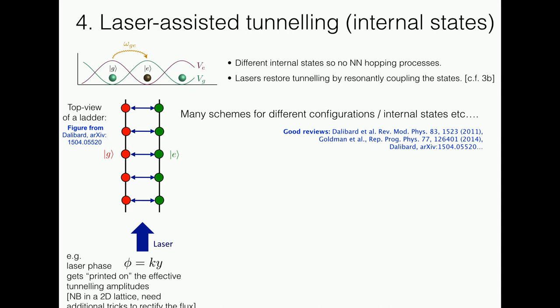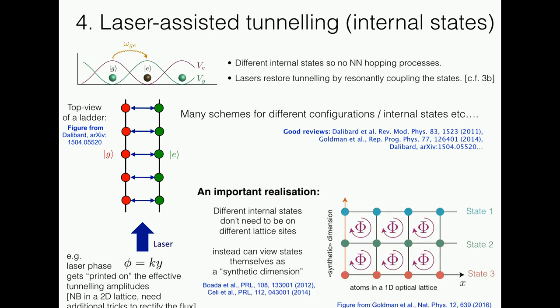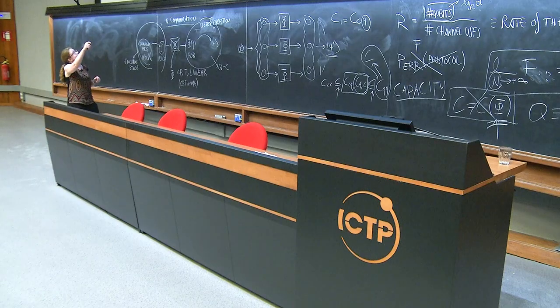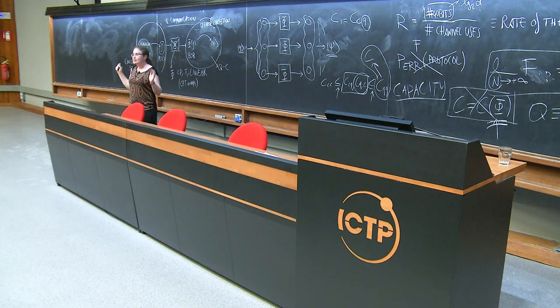And one of the things that has sparked a lot of interest recently, and is one of the reasons I talked about this last, is because we realized, people realized in the field, that this is using the internal states to create a synthetic gauge field, but there is no real need for these different internal states to be on different sites. So the fact that these are separated spatially does not matter here. Instead, we could think about having all of the internal states on the same site, and then treating the state index itself as a synthetic dimension.